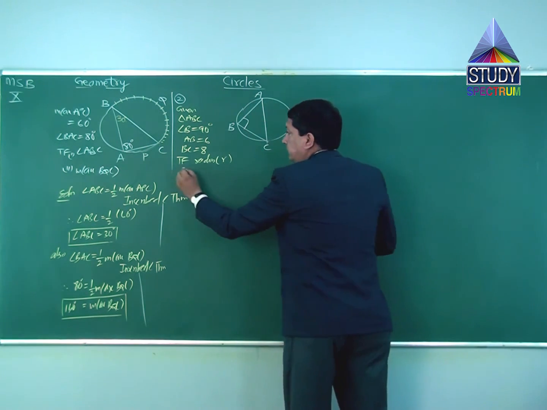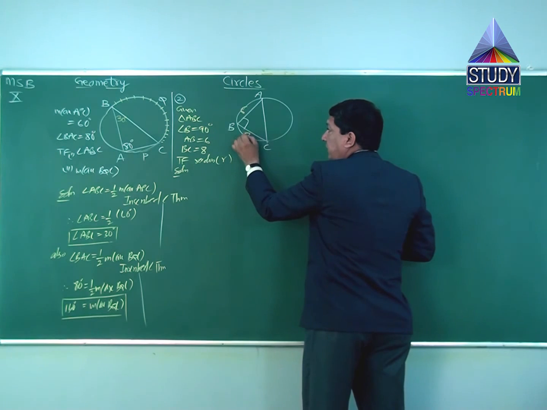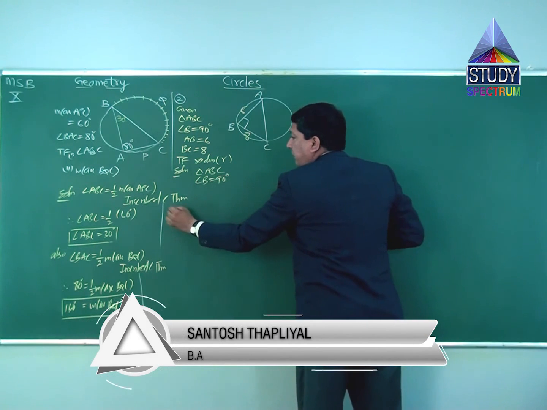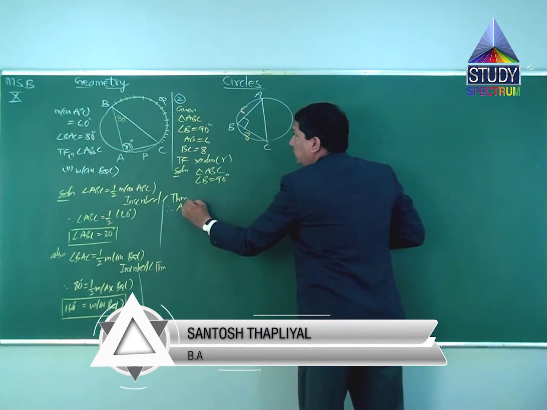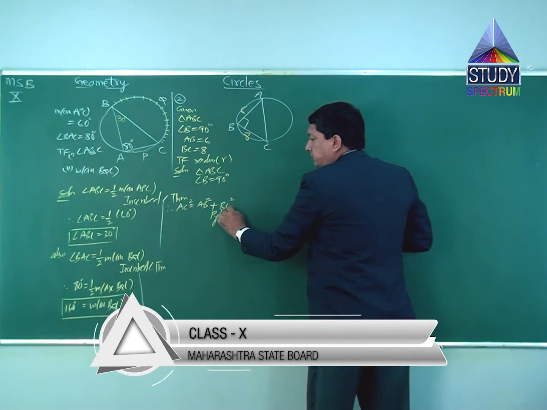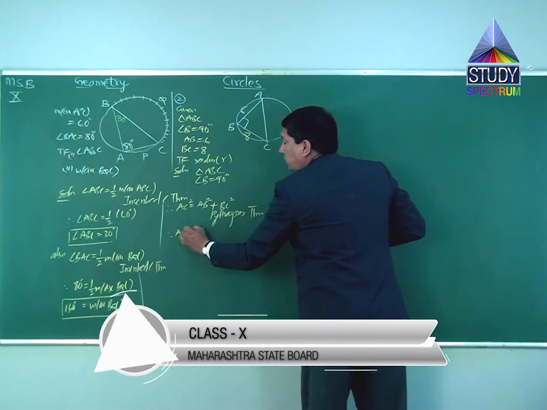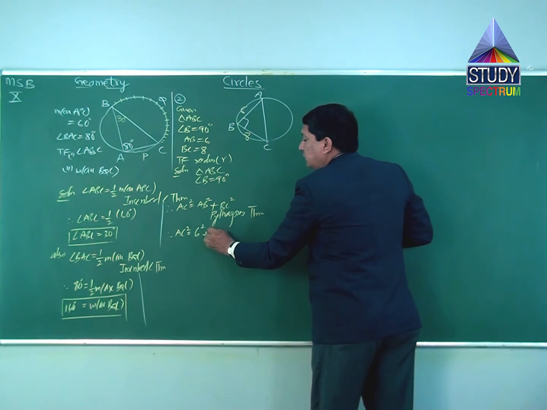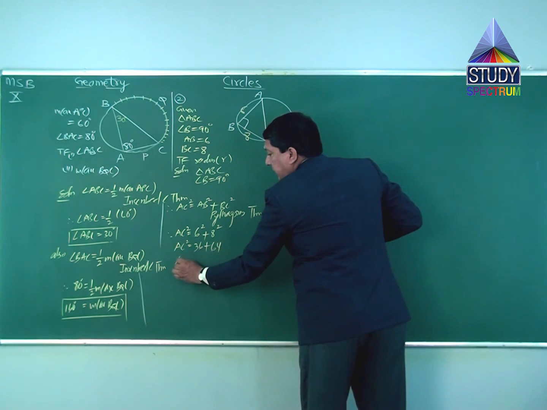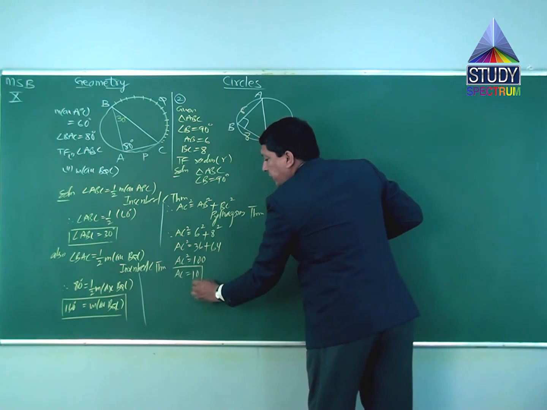Solution. This side is 6, this side is 8, given. Triangle ABC, angle B is 90 degrees, given. Therefore, we can write AC square is equal to AB square plus BC square by using the Pythagoras theorem. Therefore, AC square is equal to 6 square plus 8 square. AC square is equal to 36 plus 64. AC square equals 100. That gives you AC as 10 by taking the square root.